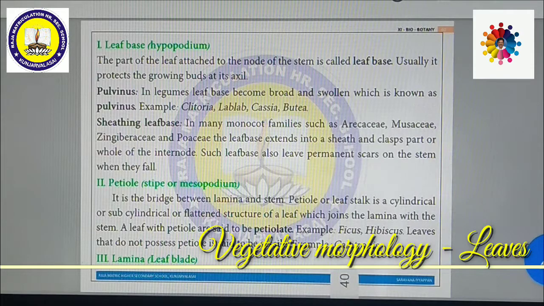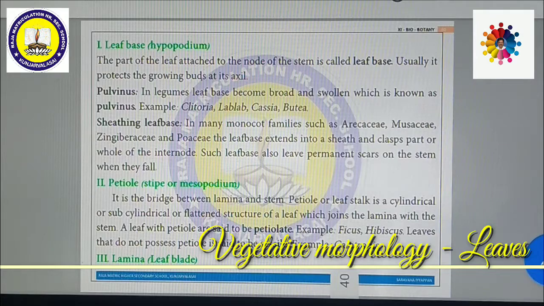Sheathing leaf base. In many monocot families such as Arecaceae, Musaceae, Zingiberaceae and Poaceae, the leaf base extends into a sheath and clasps part or whole of the internode. Such leaf bases also leave permanent scars on the stem when they fall.